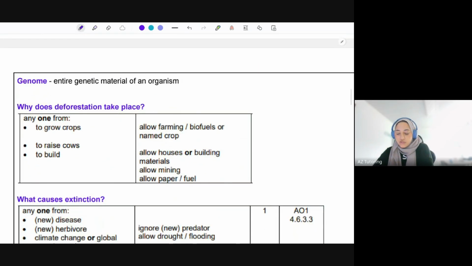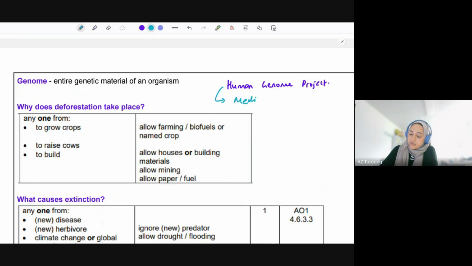Okay, what's a genome? A genome's the entire genetic material of an organism. You might get asked about the Human Genome Project as well. That's quite a common question. And they usually ask, what are the advantages of doing the Human Genome Project? It allows the field of medicine, essentially, to screen for diseases earlier, like inherited disorders and stuff. We can figure it out and make medicine basically a better field. So that's how the Human Genome Project contributed.